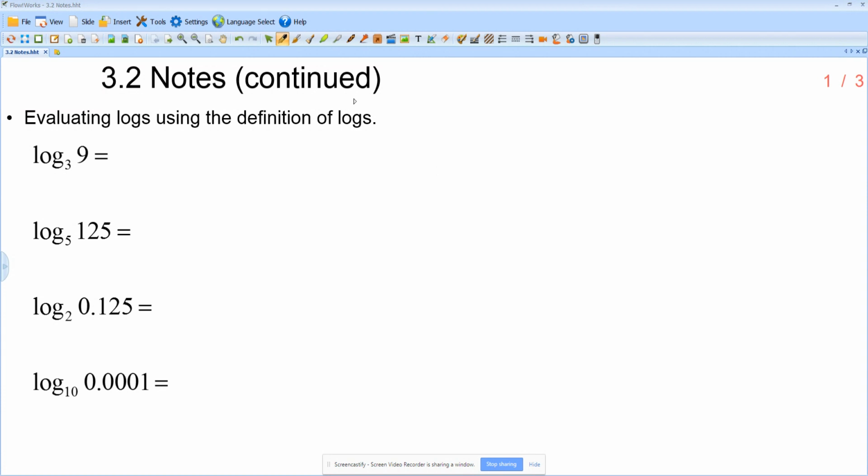So we're talking about the definition of logs. The definition of logs just says log base a of x equals y can be rewritten using exponential form. So that means that a to the y equals x. This is the definition. So if I'm evaluating this based off that, this says 3 to some power, which I'll just call y.